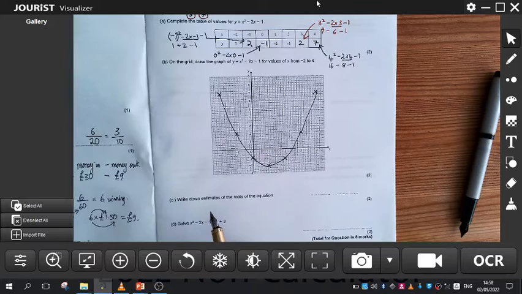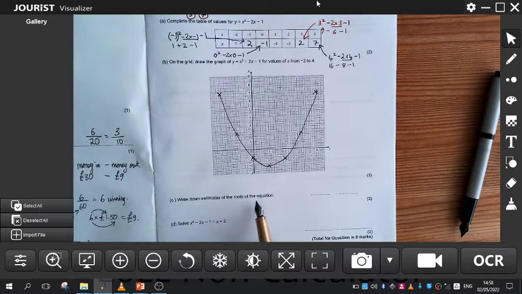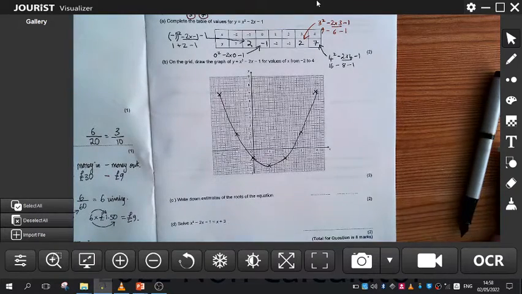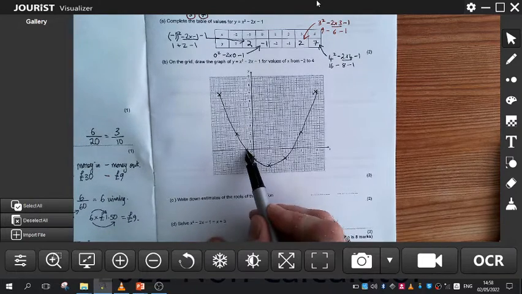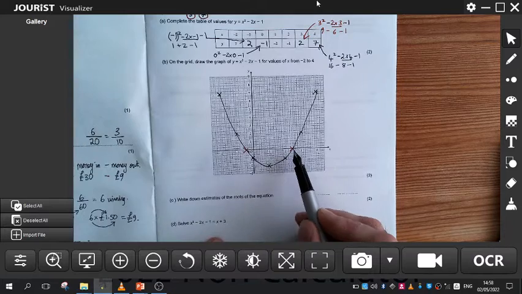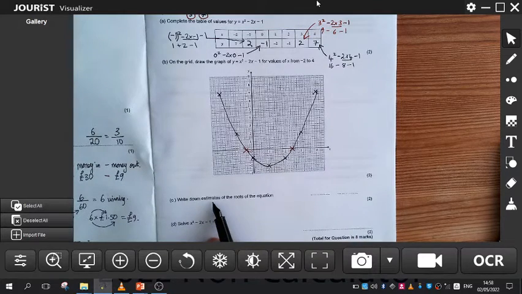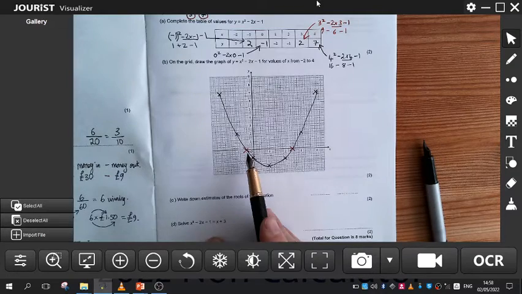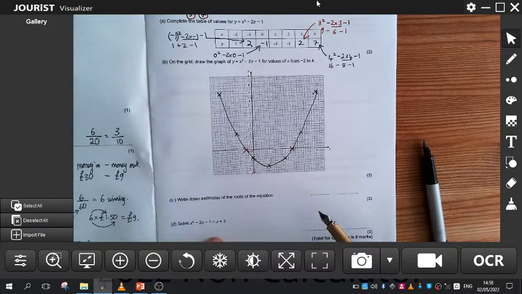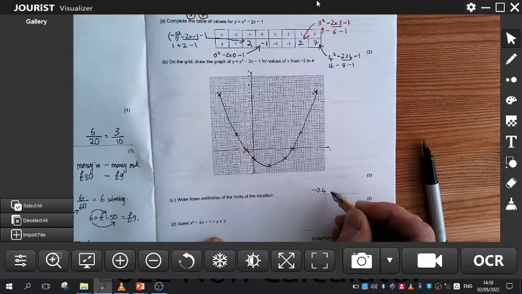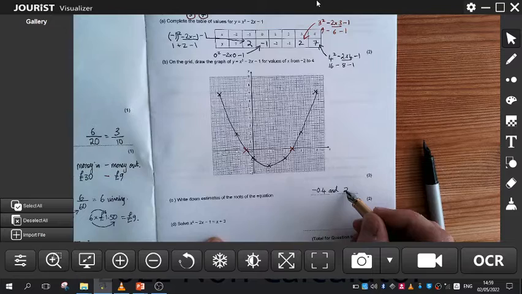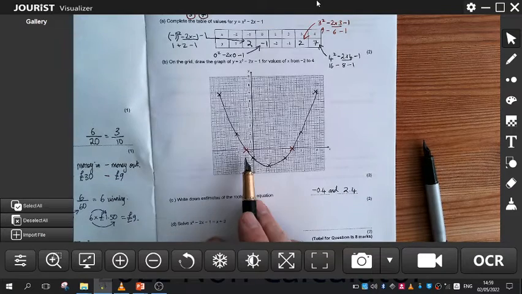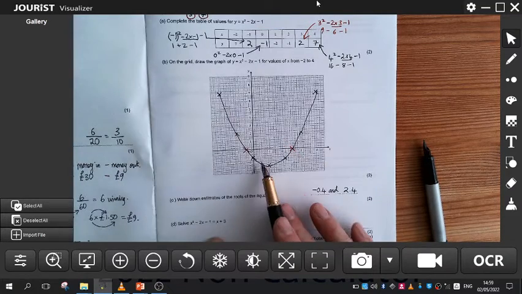Part C estimates the roots of the equation. Now I often think with roots, I just think of tree roots. If this was a tree growing, its roots would clearly start there and there, and it does say estimates, so the examiner will normally give you a bit of leeway. I would suggest that number there is probably around about minus 0.4, and the number there is probably around about 2.4.